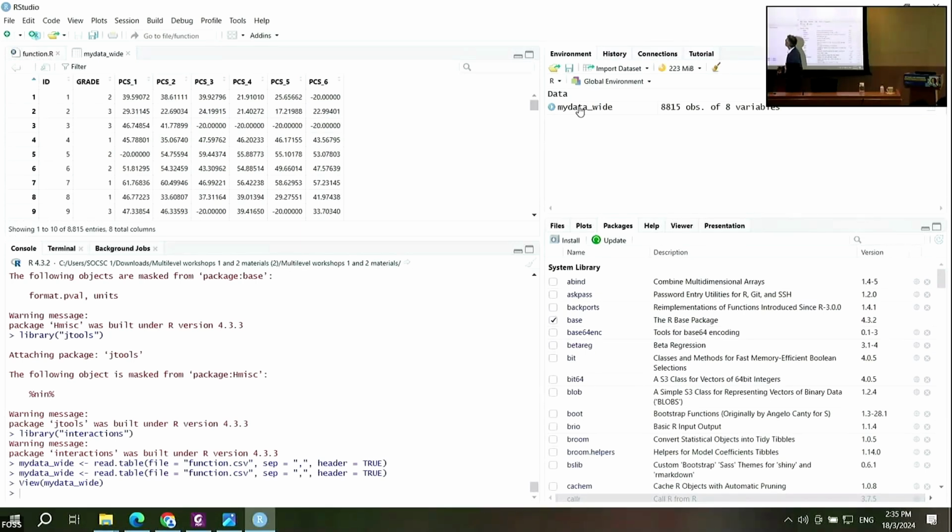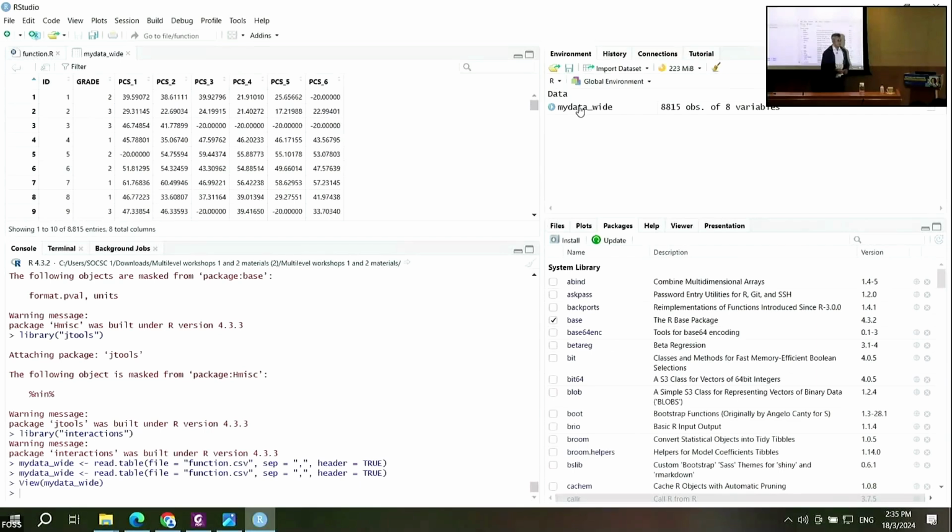So these physical functioning scores, one of the things that you'll notice straight away is that they have negative values here, -20. So that's probably missing data. So we've got to do something with the missing data before we start analyzing.